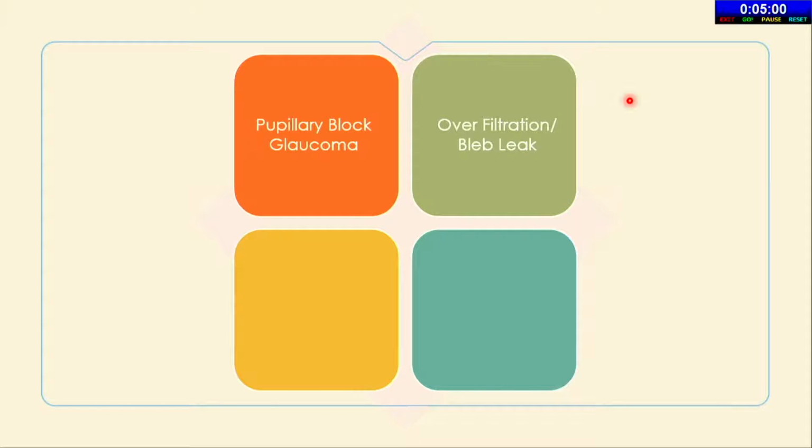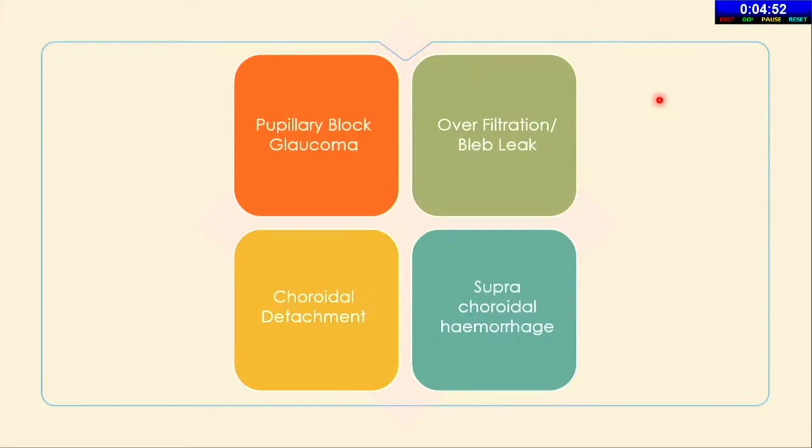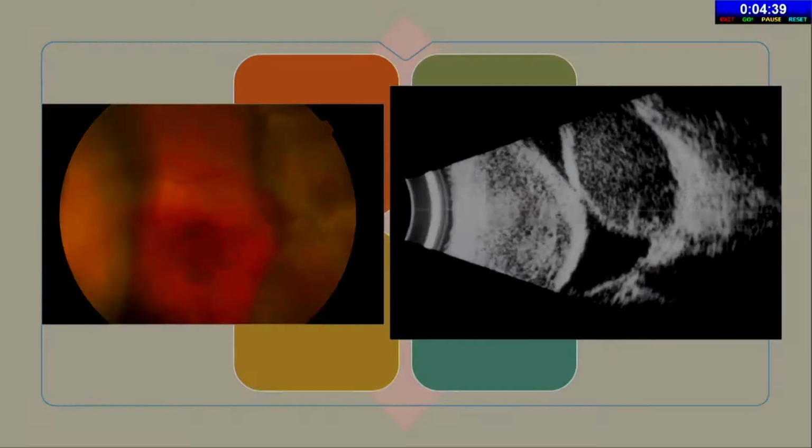Secondly, we must think of overfiltration or bleb leak. Overfiltration is evident by a diffusely large bleb, and for the leak, we can do a Seidel's test to rule it out. And we must also think of choroidal detachment or suprachoroidal hemorrhage. In this condition, if the fundus is visible, we can see brown bullous elevations, or if the fundus is not visible, we can perform a B scan to see the classical dome-shaped elevations.